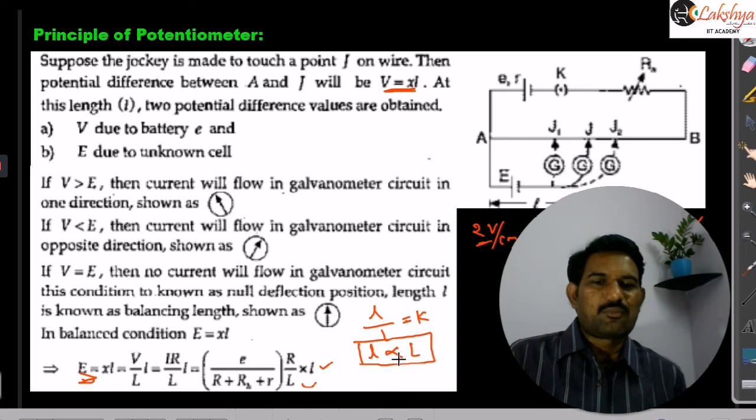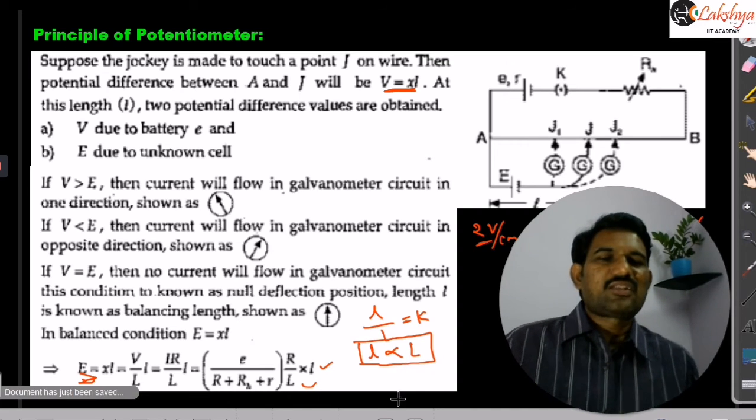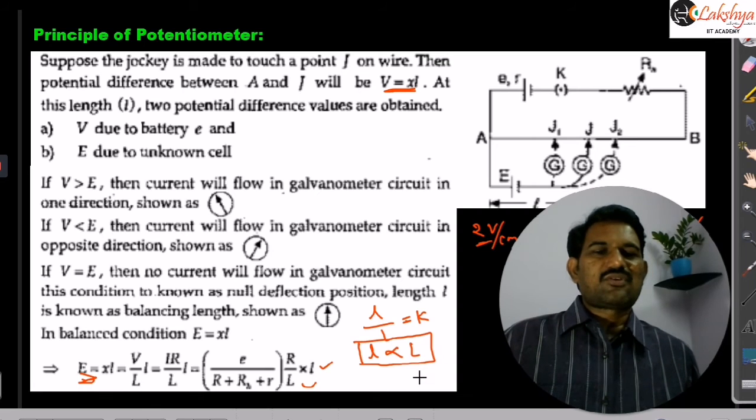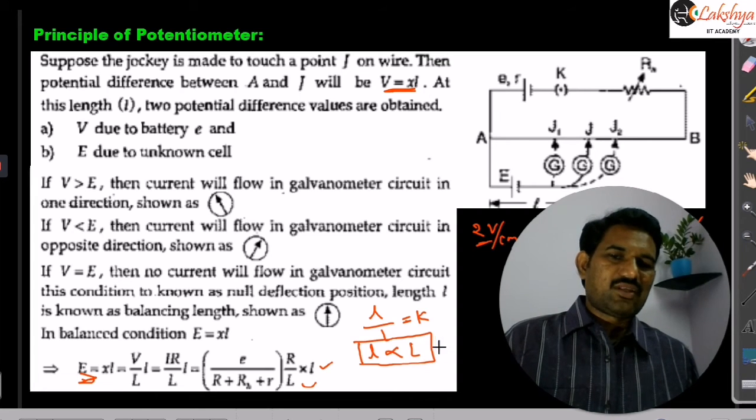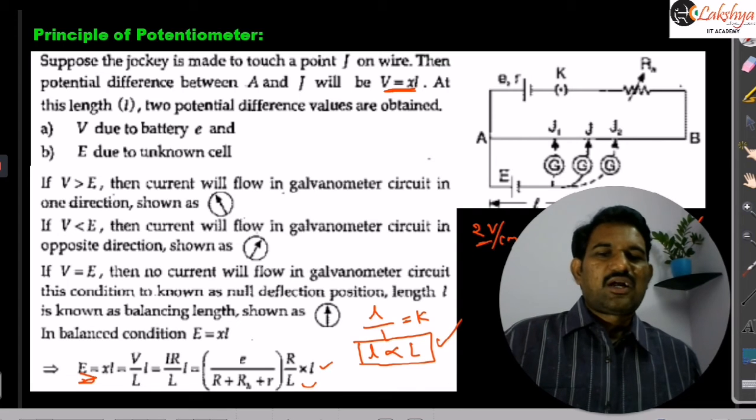There will be problems based on that. So initially the length of the potentiometer wire is, say, 10 meters, now it is increased to 11 meters. What will be the new balancing length? They will ask. Simply you need to use this relation there, right? And so now let us see the comparison of EMF of the cells here.